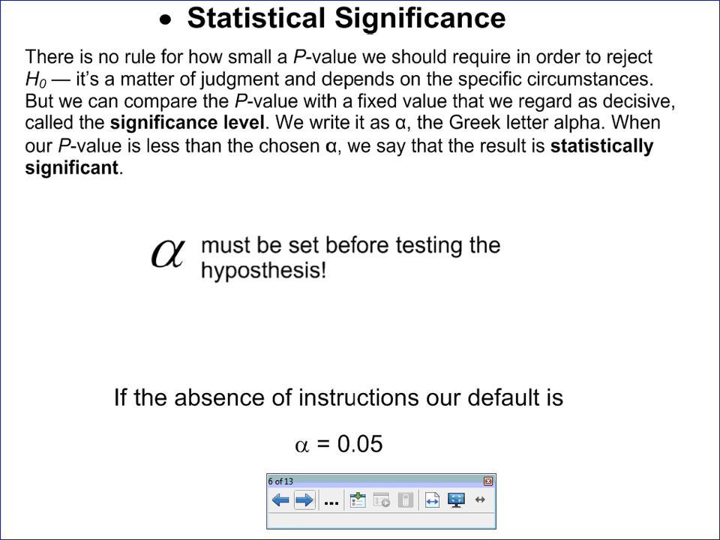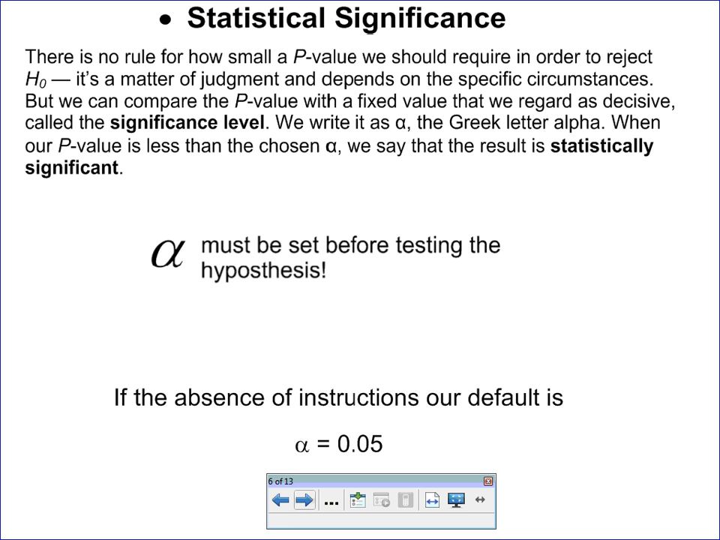Now, there's no rule for how low a p-value should be in order to reject the null hypothesis. It's kind of a judgment call, and it depends on the circumstances. In social sciences, a lot of times we'll have a higher p-value because we're just trying to show that something's happening. And we'll talk about this later. On the other hand, sometimes in a medical experiment, you'll want a very, very low p-value because it's like, does this drug work? And you're going to test it. Well, if the drug has horrific side effects, we want to make 100% sure that it works.